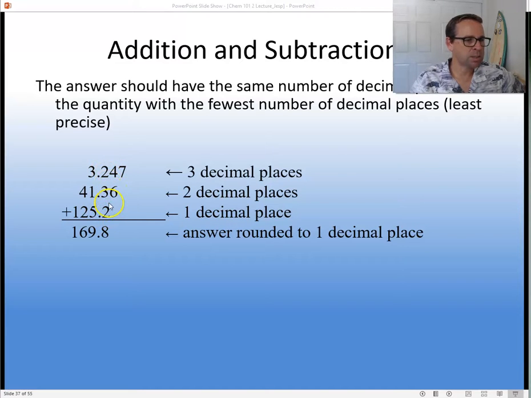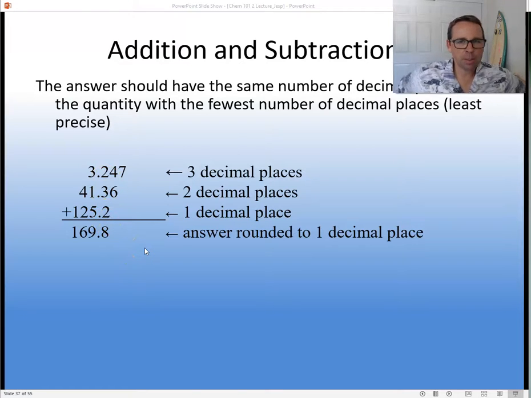And see how this one stops right here? It doesn't have any value here. So this estimate right here is going to limit all of the other measurements because we don't know what was down in these decimal places that could have added to these. So we get our answer, and then we have to round to this point. So in this case, the answer is 169.8 because it has to round to that point.